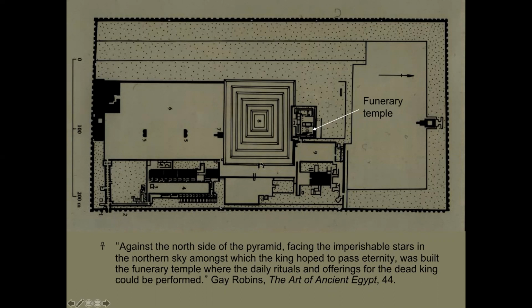So you're probably wondering how they oriented these things. We'll talk about how they used the stars to orient things perfectly north, south, east, and west.